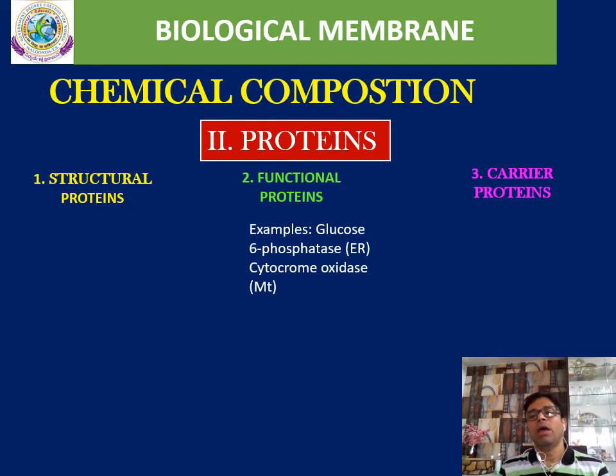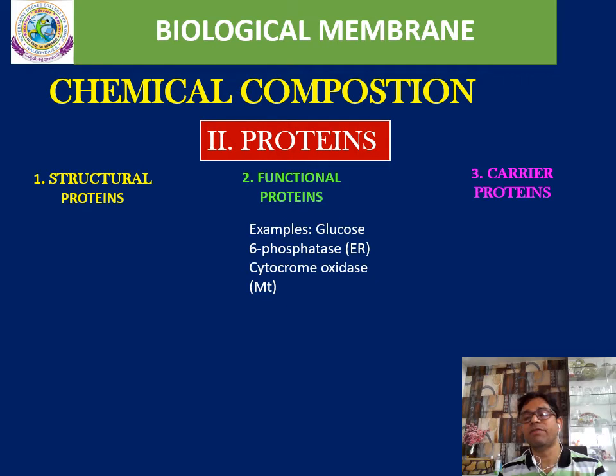Okay. Next, coming to the third type of proteins, carrier proteins. These proteins play an important role in the transportation of ions and other materials through the plasma membrane. An example of a carrier protein is permease. Galactose permease is the example for a carrier protein.